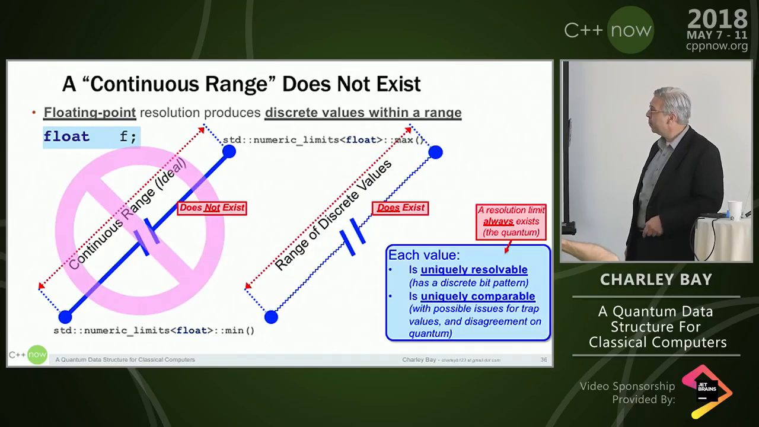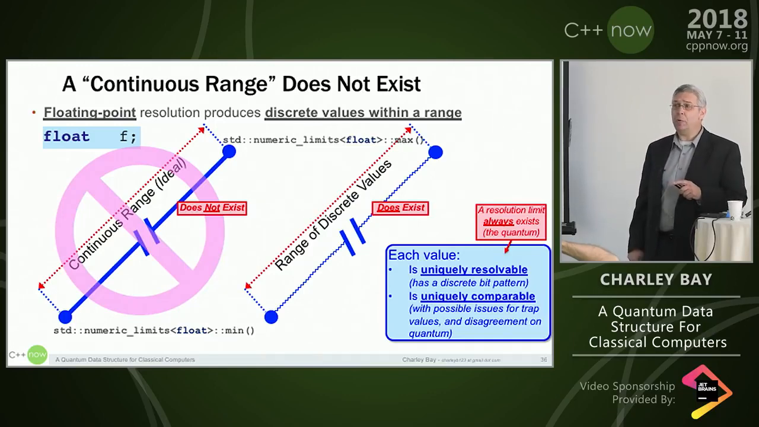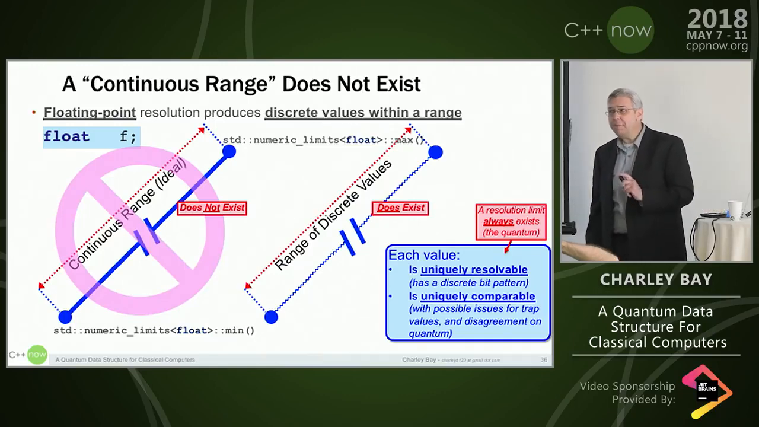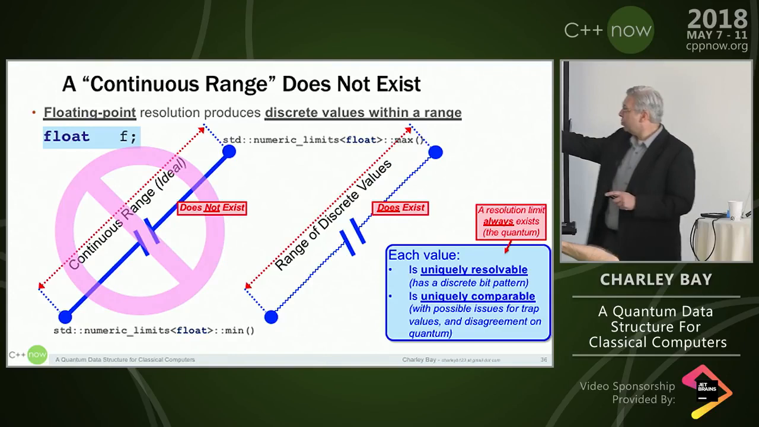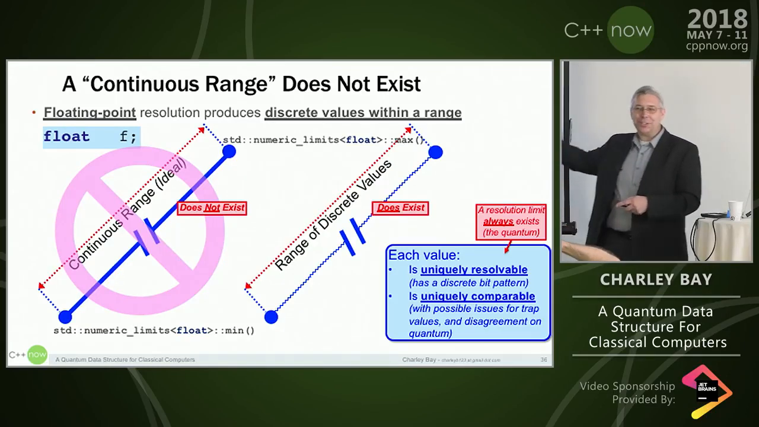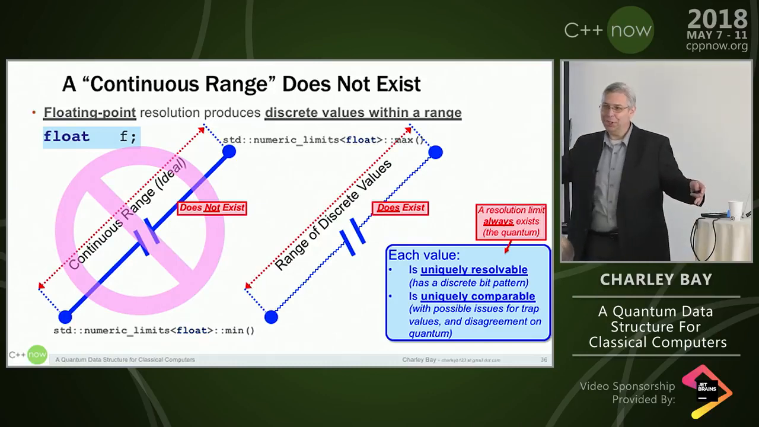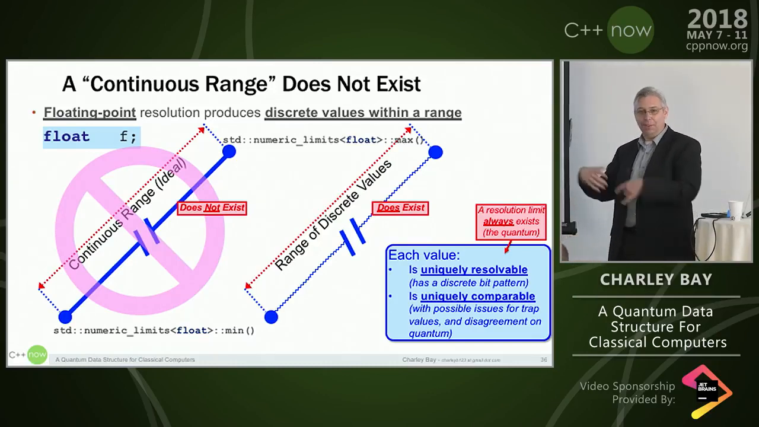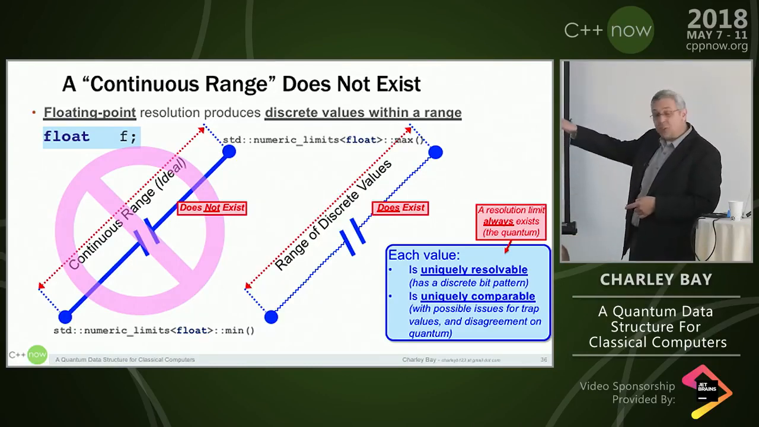There is a bit pattern here. So the continuous range is not a real thing. There is no real thing, not even for floats. It is a stair step, just like integers. It is a stair step. Now, in the case of floats, that stair step is not a linear distribution. That's a little weird, but that's the quantum problem. But it's a stair step.